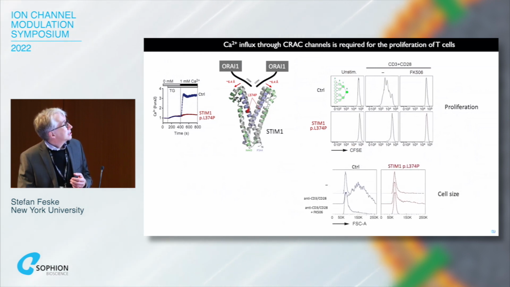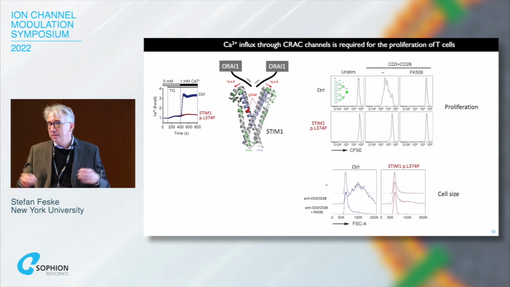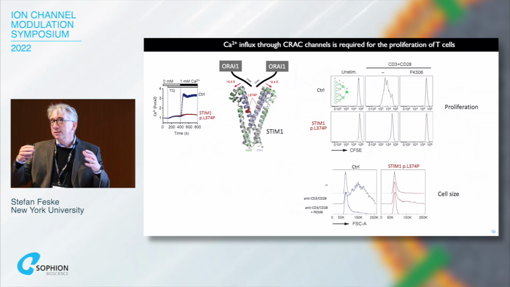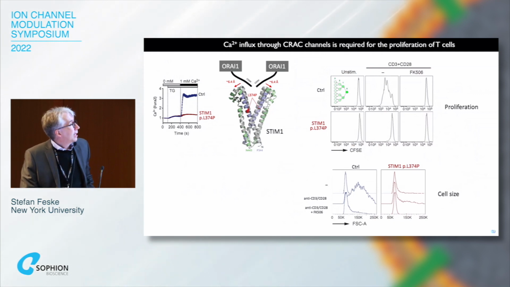What we also realized is that when you stimulate wild-type cells, they increase their cell size dramatically. Naive T cells are very small, they just sit around. Once you activate them, they blast, they proliferate, and they grow. And if you don't have functional STIM1, or if you block calcineurin with FK506, that cell growth doesn't happen.